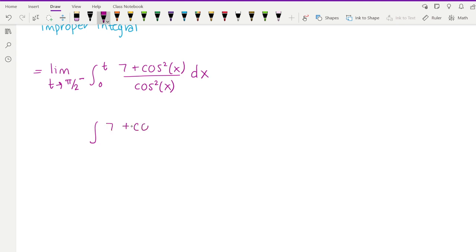Although this one we'll see is actually a lot easier than it looks to find the antiderivative, I think it's just a good habit to get into. Okay, so how do we find the antiderivative of this? Well, it's actually a lot simpler than it looks.